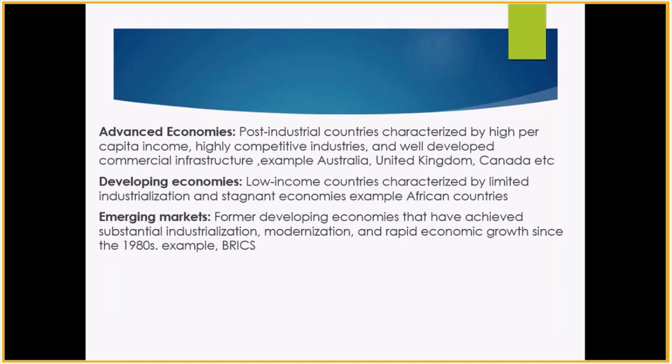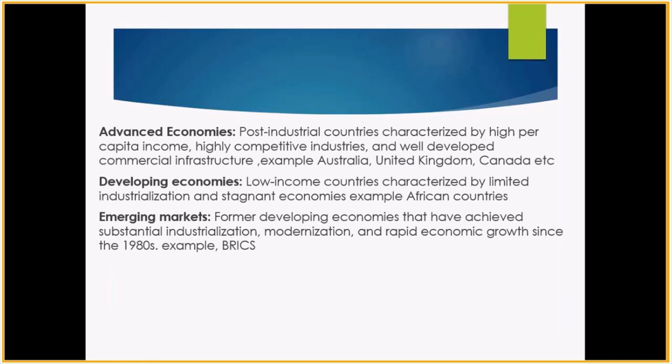So advanced economies, or in daily life, the word that we use for these economies is developed countries. For example, Australia, United Kingdom, Canada, United States of America, Japan, right? So these are well developed economies or advanced economies. Second one is developing economies. These are low income countries characterized by limited industrialization and stagnant economies. For example, African countries, or you can take Afghanistan, Syria, Iraq, Sudan, right? So we can refer to these economies as developing economies.